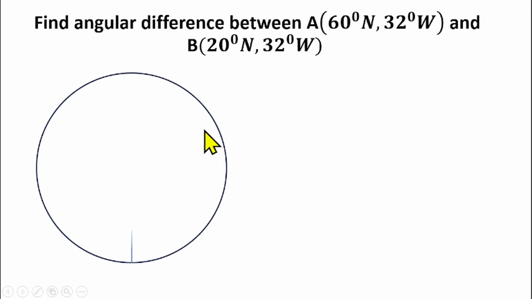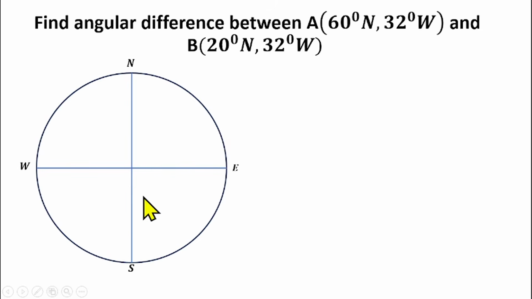So let's do it using the diagram as well. They are both on this longitude, 32 degrees west. So I will locate that first, which is this angle here. Then I will label it 32 degrees west. Then the latitudes: they are on different latitudes, 20 degrees north and 60 degrees north, and they are both in the same hemisphere. So which angle am I going to draw first, 20 degrees or 60 degrees?